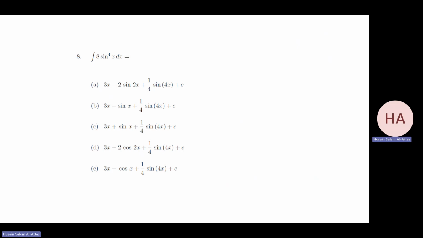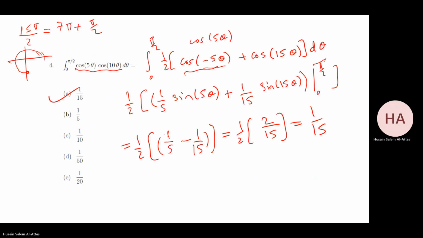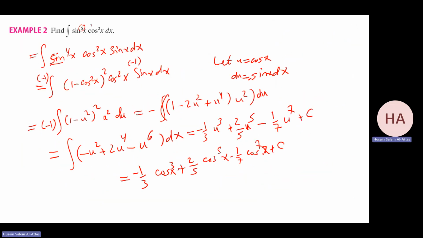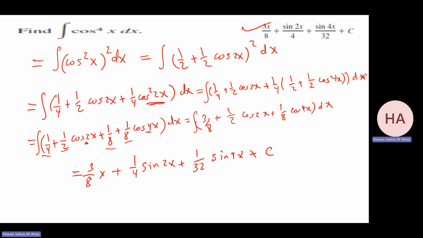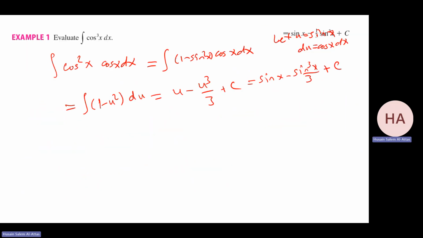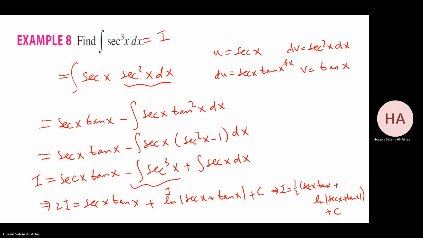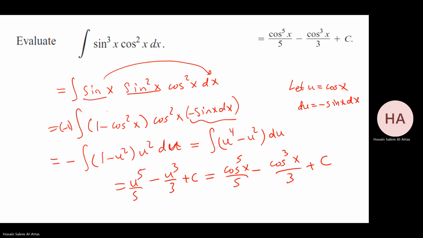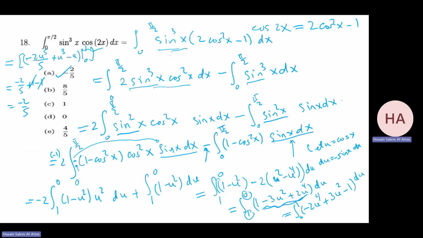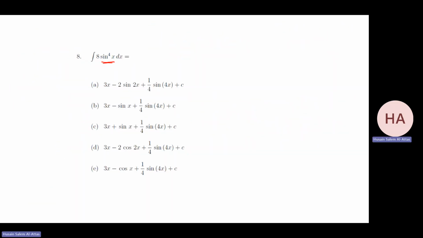8 sine to the power 4. If you remember, if the power is even, then I need to use this double angle identity. This is what they say. Just to remind you, when the powers are even, I need to use these identities. I can use it 1 time, 2 times. It depends on the power. Okay. So that's what we have.